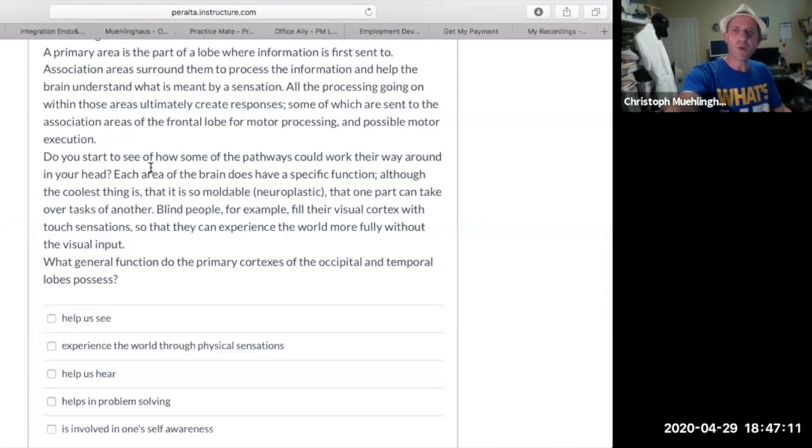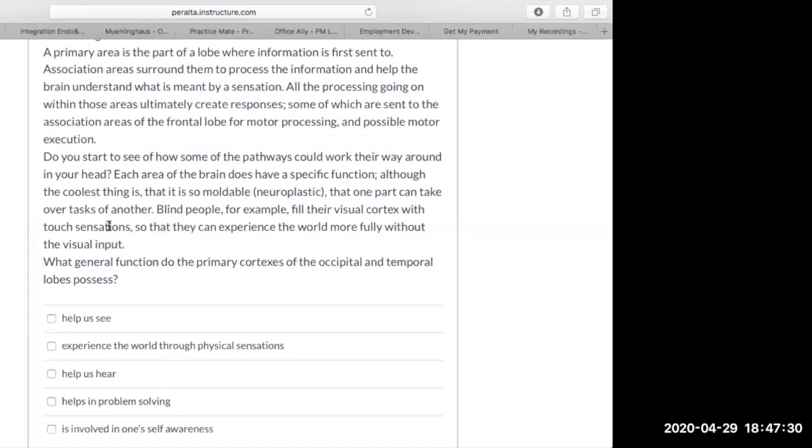Each area of the brain does have a specific function, although the coolest thing is that it is moldable, which means neuroplastic. Plastic is from the plastics. You can mold plastics. And one part can take over the task of another. For example, blind people fill in the visual cortex with touch sensations so they can experience the world much more fully without the visual input.